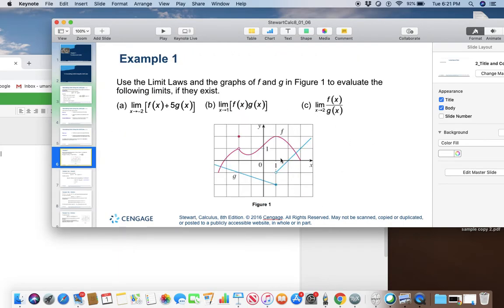So, here is your question, right? Use this picture. Find the limit as x approaches -2 of f(x) plus 5g(x). Okay. Where is -2? There is -2. See, you understand the difference. F is the pink curve. G is the blue curve.